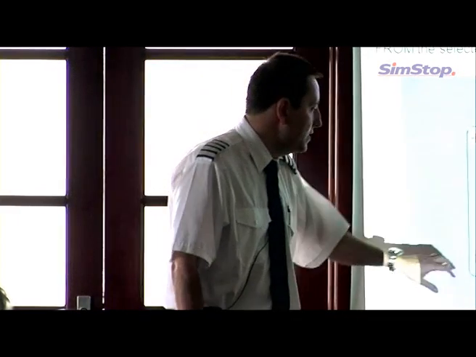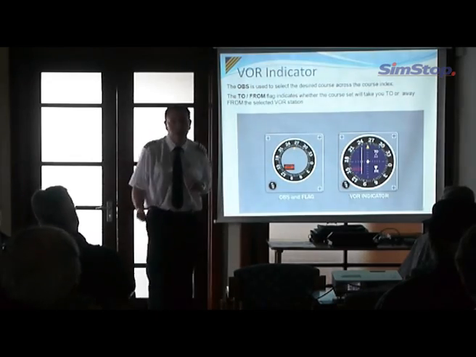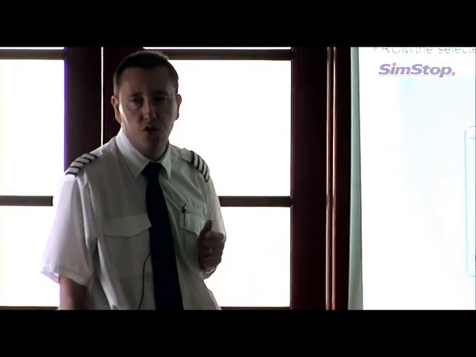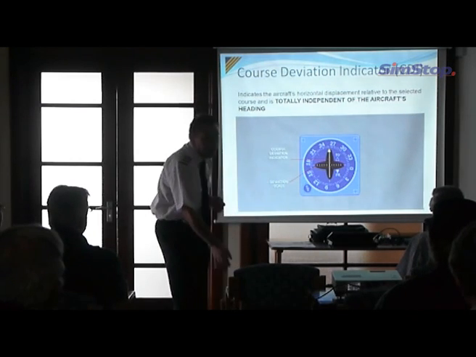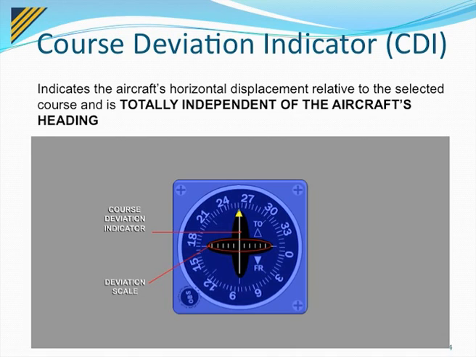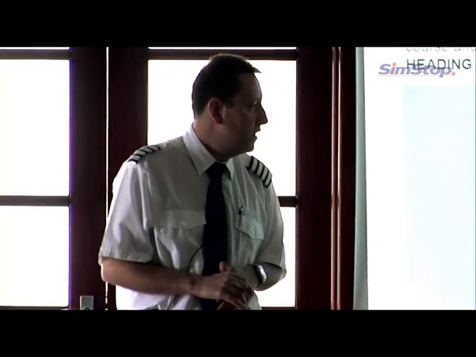So by rotating the OBS, we can select under the index here what radial that we want to or from the station, and correspondingly you will get the to or from indication. So the course deviation indicator indicates the aircraft's horizontal displacement relative to the selected course, so where you are in relation to what you've selected, and is totally independent of the aircraft's heading. And this is what confuses most people. When aircraft heading changes, course deviation will not change.